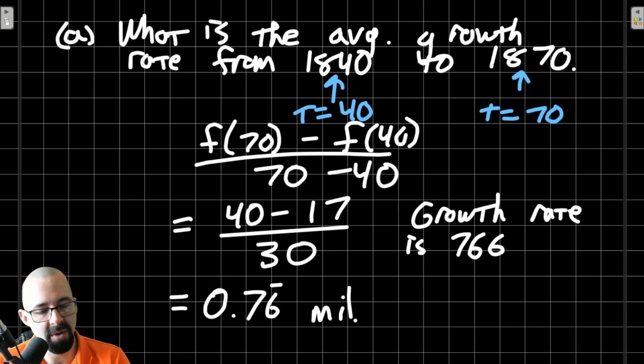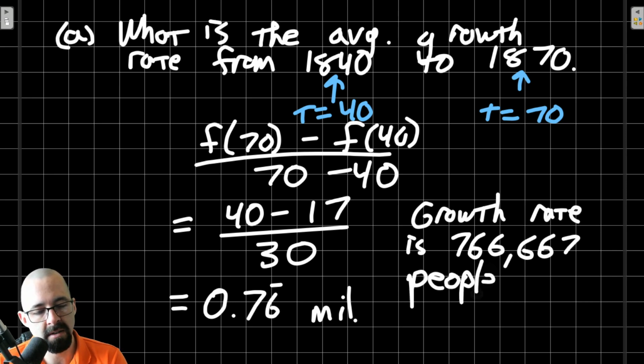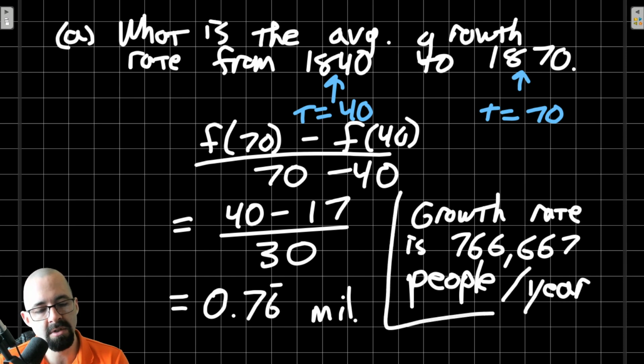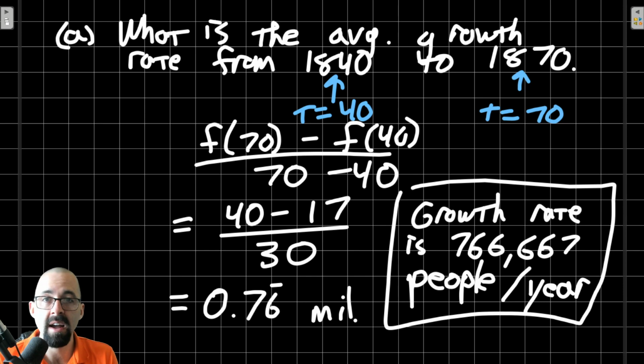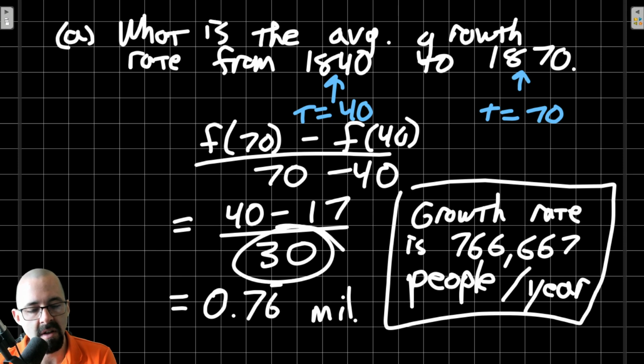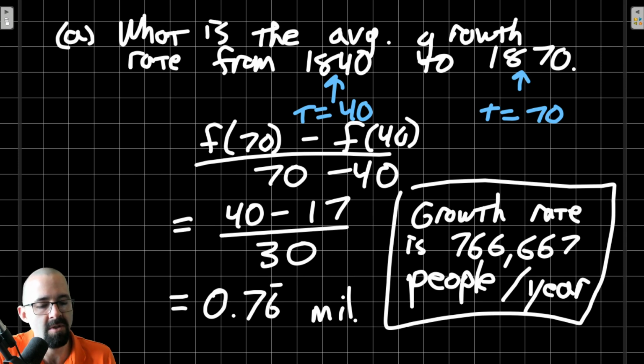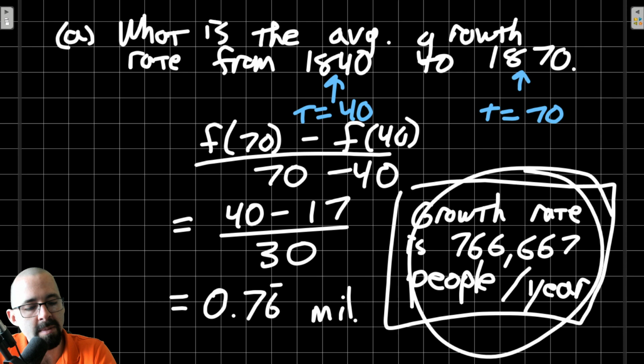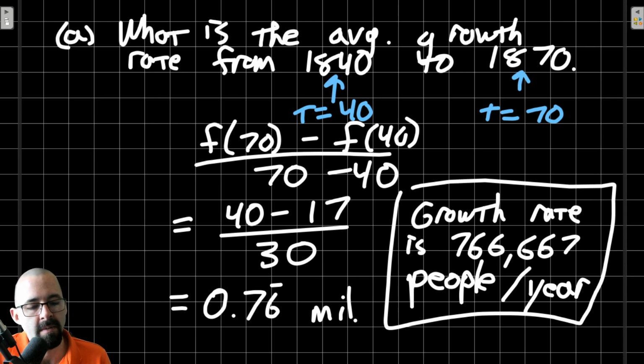You could leave it there if you wanted to, or you could keep on going. 667 people per year. That's the average growth rate in this time. How many more people did we get? We got 23 million people. And how long did it take? 30 years. So that's the average growth rate. That's about how many people the population was growing by every year.